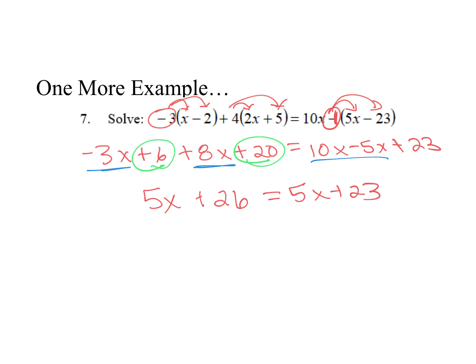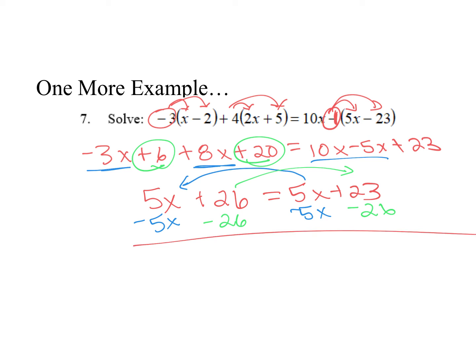Then when I move, let's say I move my variables to the left, which makes my constants go to the right. That gives me minus 5x and minus 26. So the result gives me 0 on the left and -3 on the right. Well, does 0 equal -3? Well, no, 0 does not equal -3. So therefore, this is a contradiction, so there is no solution.